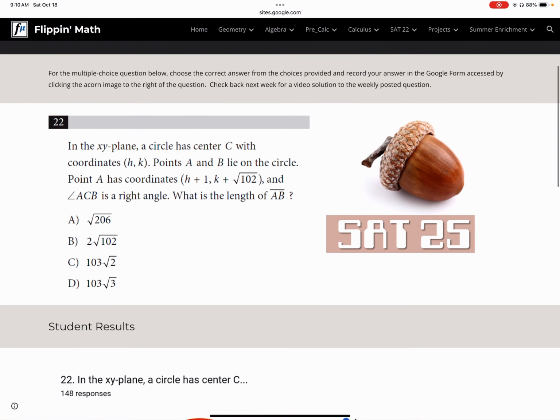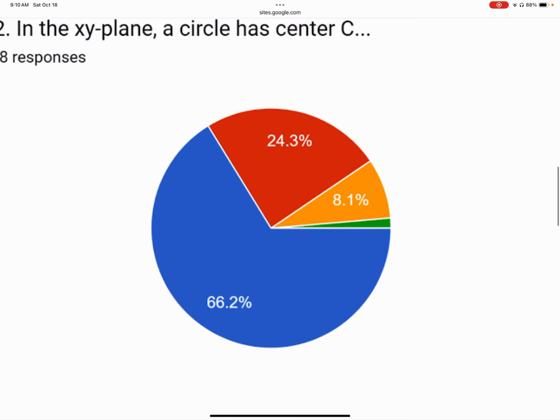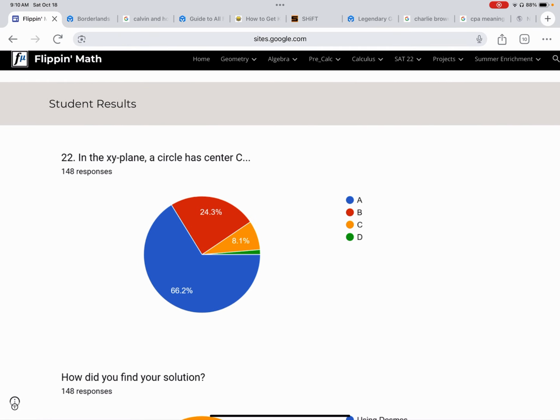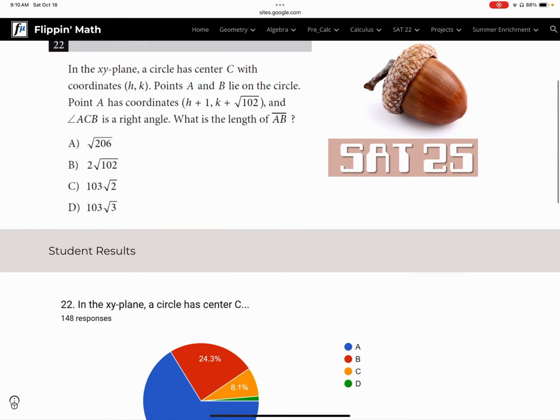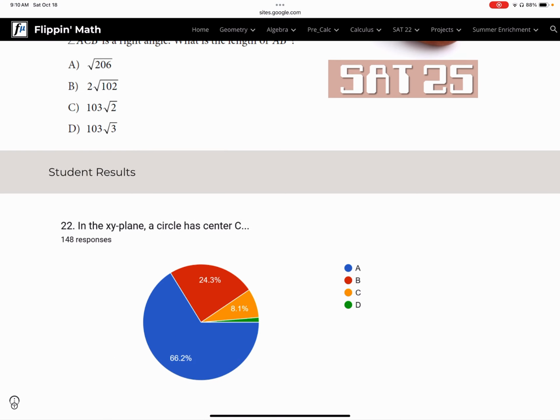How did we do on this question? Well, 66.2% said answer choice A, which was the correct answer. Second place here, almost a quarter of people chose answer choice B for some reason. Maybe we can get to the bottom of that.